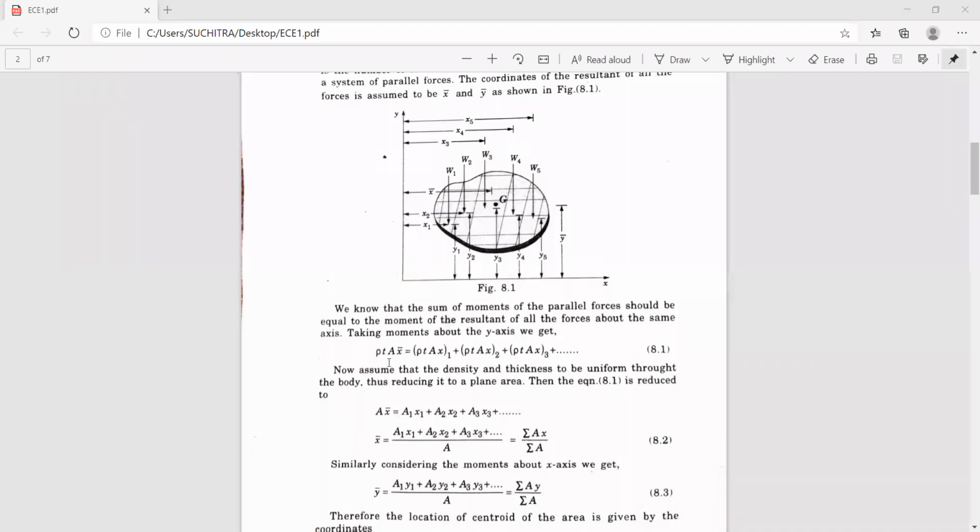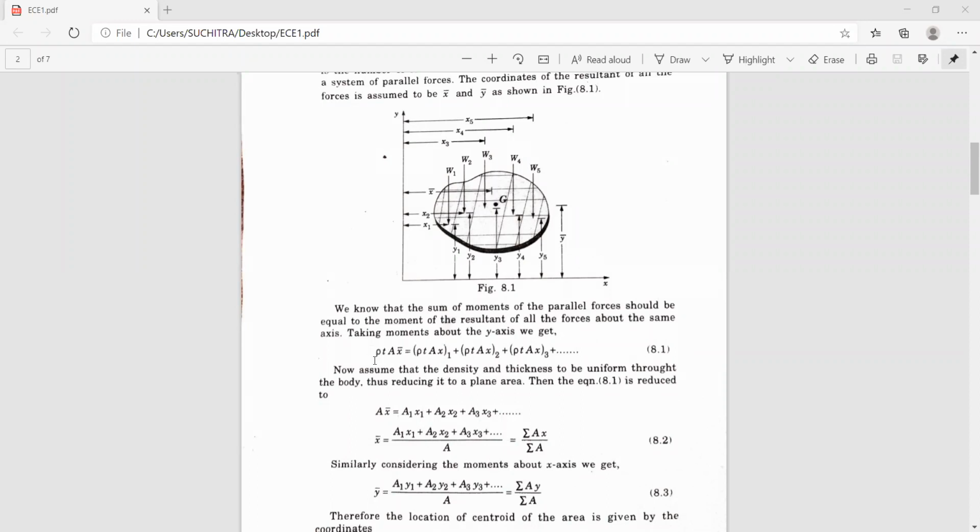Now, rho into t into a into x bar is equal to rho into t into a into x1, plus rho into t into a into x2, plus rho into t into a into x3, and so on up to rho into t into a into xn. So you may have any number of elements. Now, assume that the density and thickness are uniform throughout the body, thus reducing it to a plane area. Then the equation is reduced to the following, as we are considering the density and thickness to be uniform.